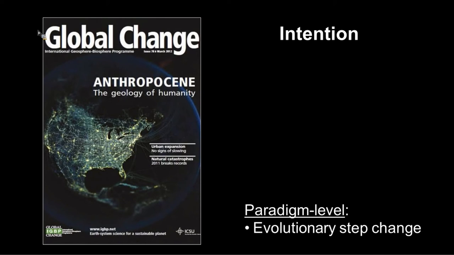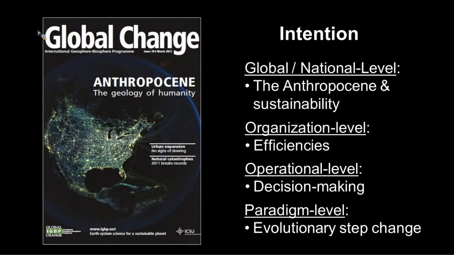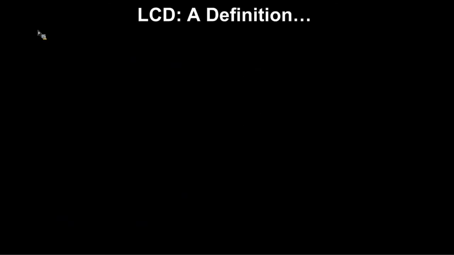And philosophically, one could argue that just as Earth's ecological conditions and human civilizations have evolved over the course of the Holocene and will continue to do so into the Anthropocene, so too must the intentions, the governance structures, and processes that we use to guide decision making. That's to say that LCD is just a natural evolutionary step change to how we plan.